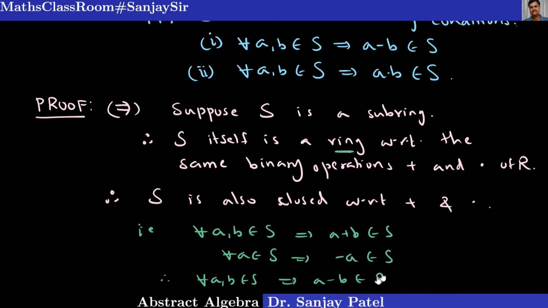Instead of this, you can write here b, so that you can understand directly that for every b belonging to S, I can say its negative belongs to S. So given a and b belong to S, since minus b also belongs to S, I can combine these two and say a minus b belongs to S.